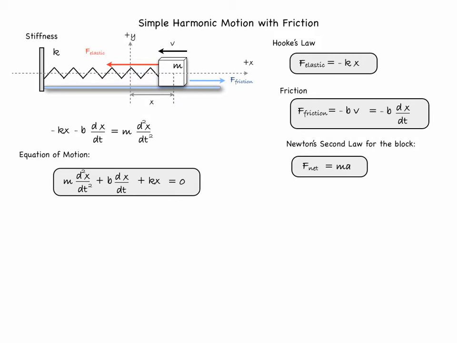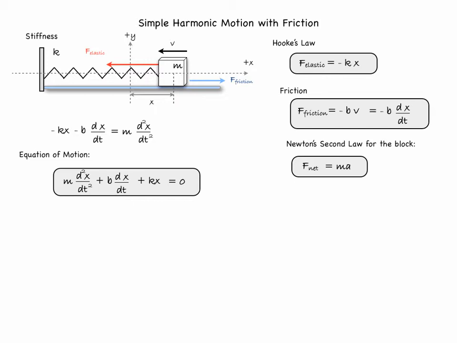Moving all the terms on the same side of the equation, we get for the equation of motion the mass of the block times the second derivative of the displacement plus the coefficient b times the first derivative of the displacement plus the spring stiffness k times the displacement function itself must equal to 0. This is a differential equation that we now must solve.